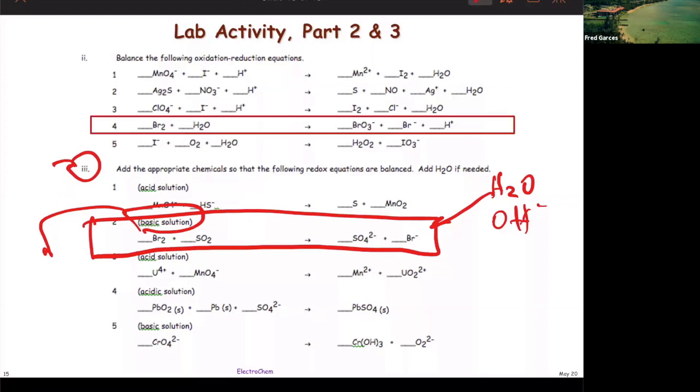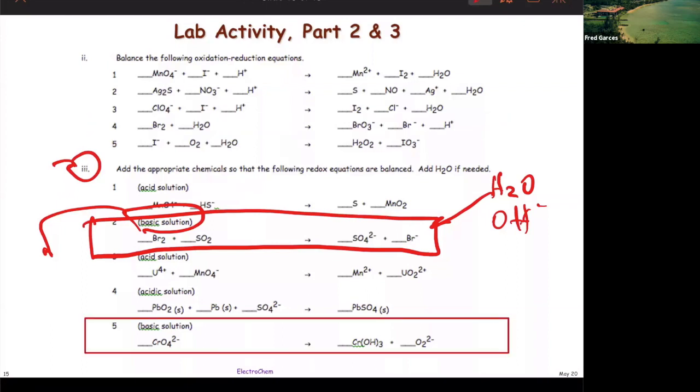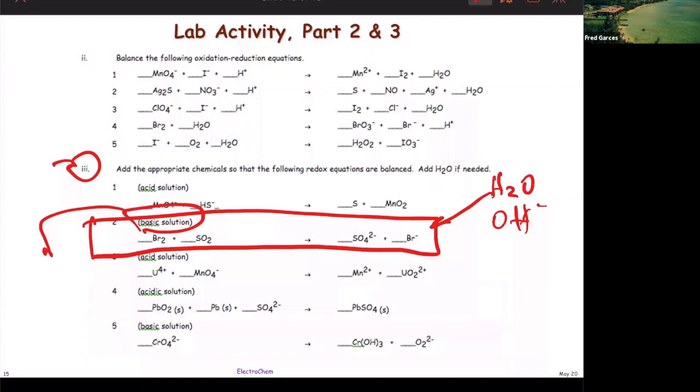Okay, so those are the problems, or the questions, that you guys will have to pay close attention to, because starting off, you're going to realize that you have to go back and forth to make sure that you account for all the non-hydrogen and oxygen elements. Okay, so let me do this problem right here.